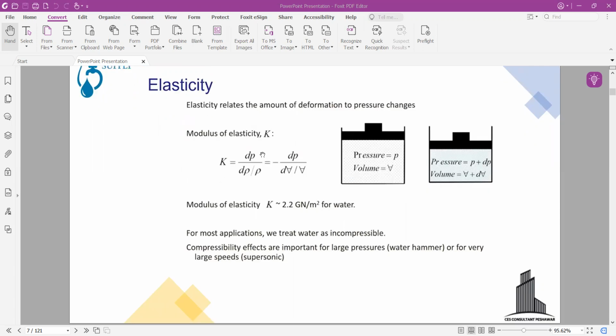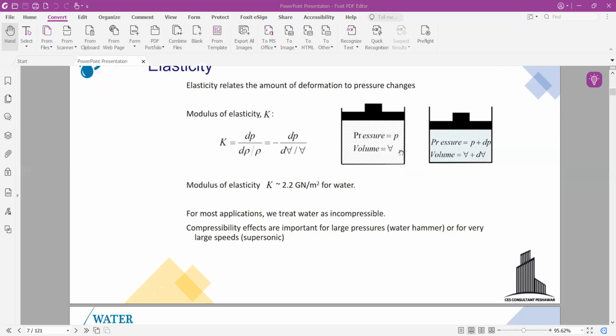So elasticity basically relates the amount of deformation to pressure changes. It is basically the ratio of the change in pressure to the change in the density of a fluid, or the ratio of the change in pressure to the change in the rate of volume. So here you can see that by increasing the pressure, the change in volume occurs. Based on the change in volume, the density is also affected by increasing or decreasing the pressure.